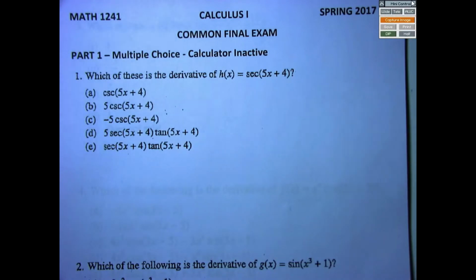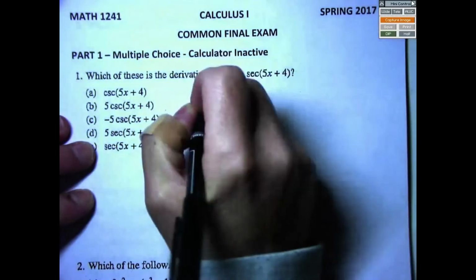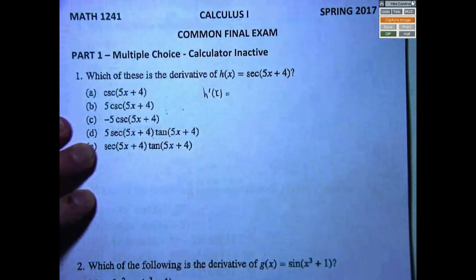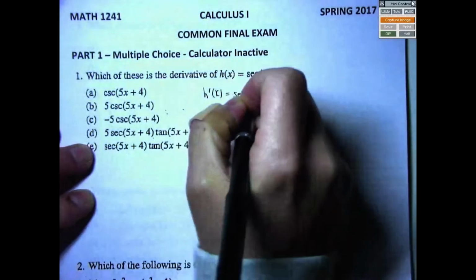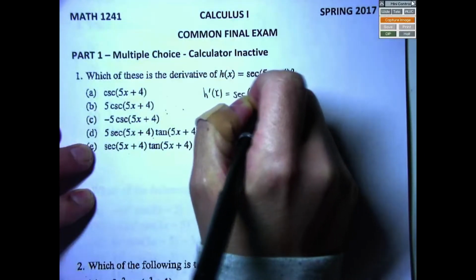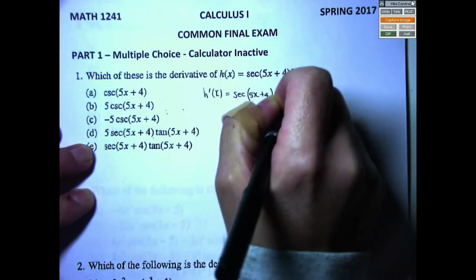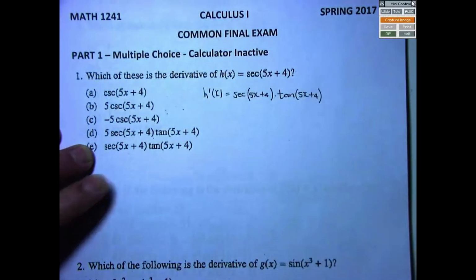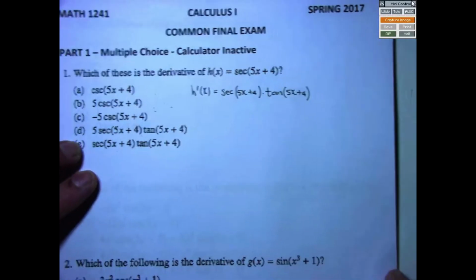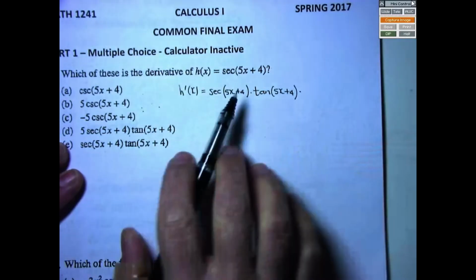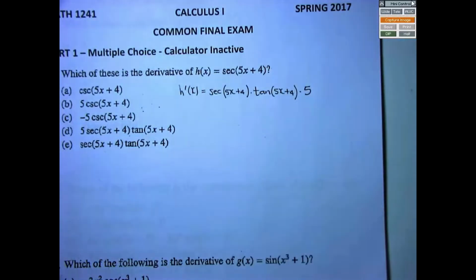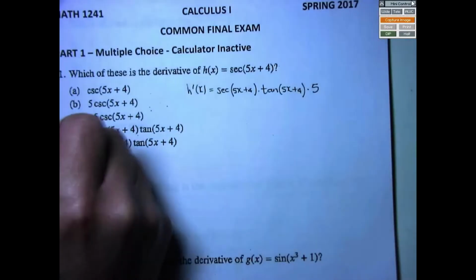If I had secant of x, the derivative would be secant x tangent x. So h prime of x will be equal to, I'm going to take the derivative of the outside and leave the inside alone. I will have secant of 5x plus 4 times tangent of 5x plus 4. All of that constitutes the derivative of the outside times the derivative of the inside. The derivative of 5x plus 4 is simply 5. So the answer here is going to be answer D.